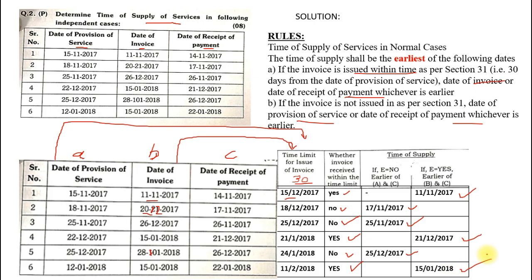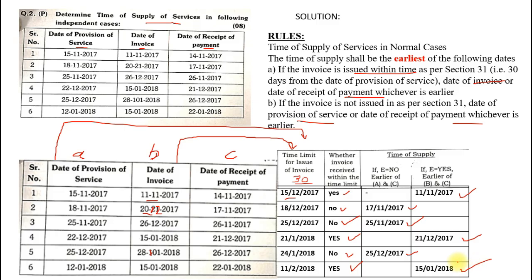So the sum is not complicated, very easy. You have to remember that from date of provision, take 30 days ahead. Compare that date with the invoice. If the invoice is before or on that date, then it is B and C, whichever is earlier. And if it is after, then A and C, whichever is earlier. Okay. So this is how you'll have to solve the time of supply of service.